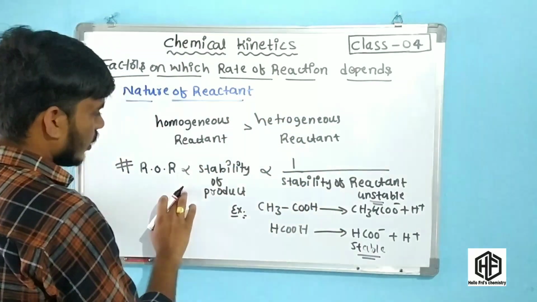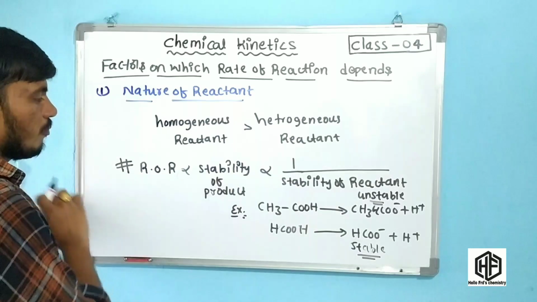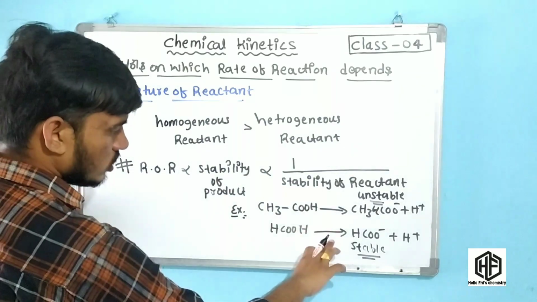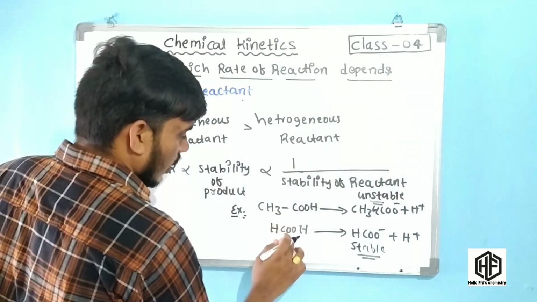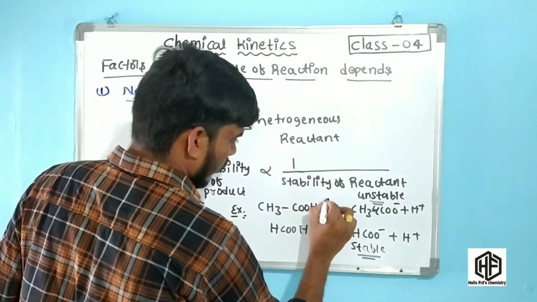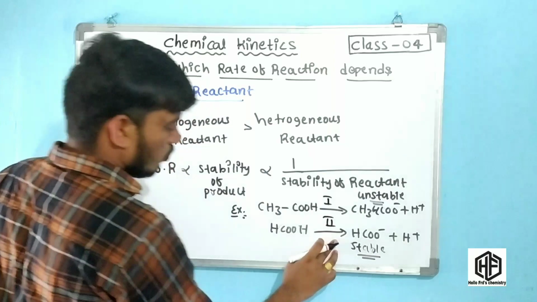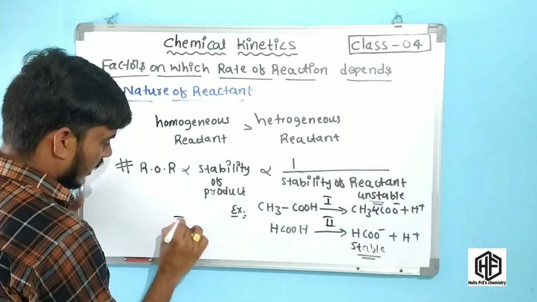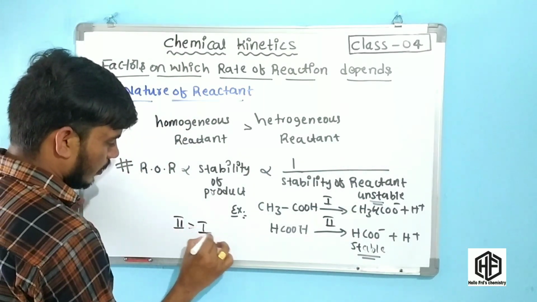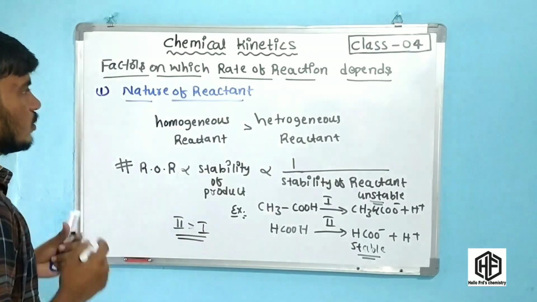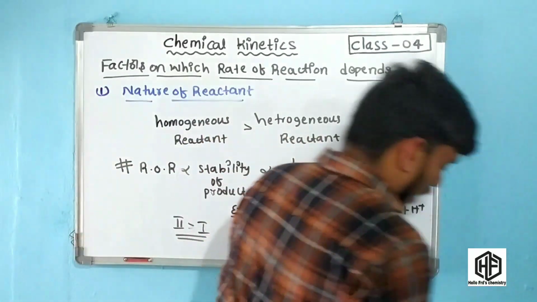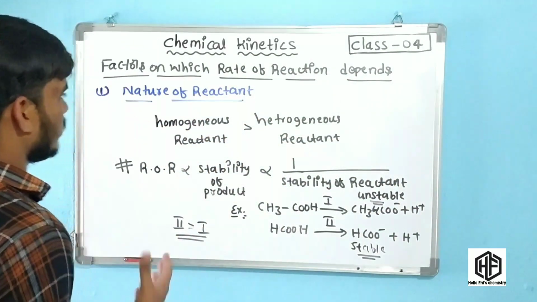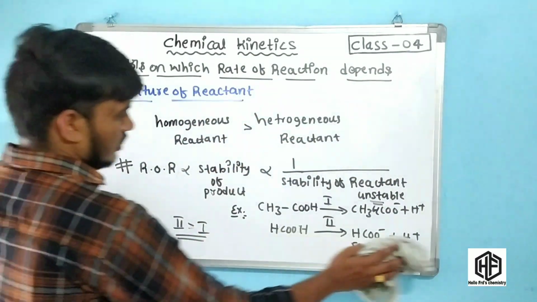Okay, friends, now the rate of reaction is directly proportional to the stability of the product. In these two examples, which one has the higher rate of reaction, friends? This is one and this is two. The second one has a higher rate of reaction compared to the first one. Okay, friends, this is the concept of the nature of the reactants. This is clear, friends.